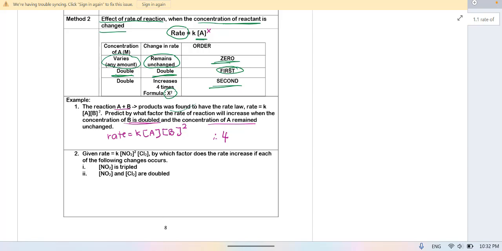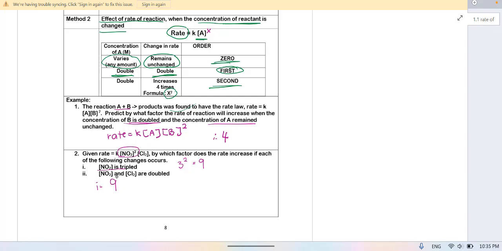Okay, kita tengok next example. Given rate law, by which factor does rate increase if each of the following changes occurs? Okay, so the first one, concentration NO2 triple. So kita tahu bahawa NO2 ni ada second order reaction. So apa berlaku dengan rate? Rate akan increase by what factor? So kalau dia adalah second order, and then concentration NO2 ni triple, maksudnya factor 3, increase by factor of 3. So 3 to the power of 2 means 9. So the answer is 9.